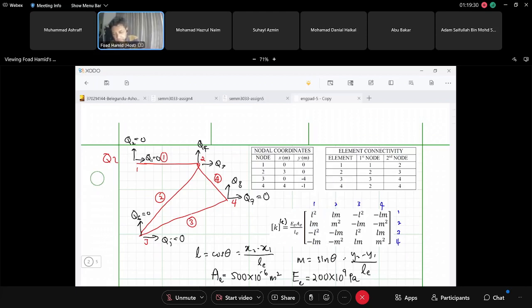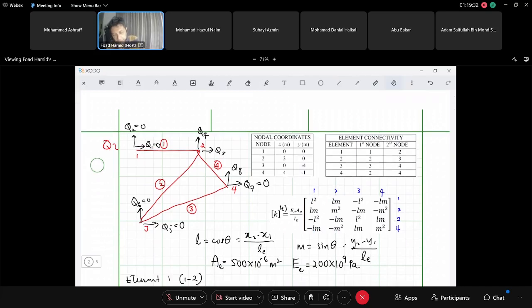Am I correct? Betul tak? So do we need to calculate this value and this value? No, because that will be 0. Because when we put here, for example, Q1 and Q2, and Q1 and Q2 are equal to 0, we do not need this column here, because anything in this column times Q1 will be 0.